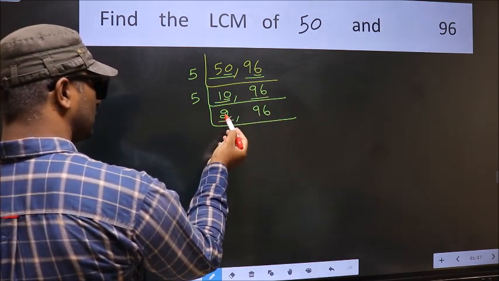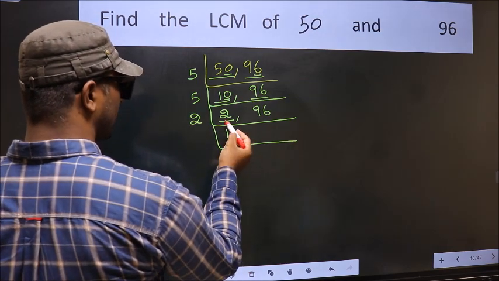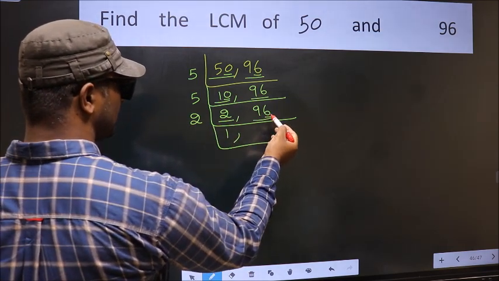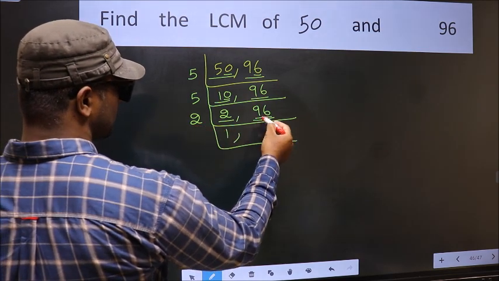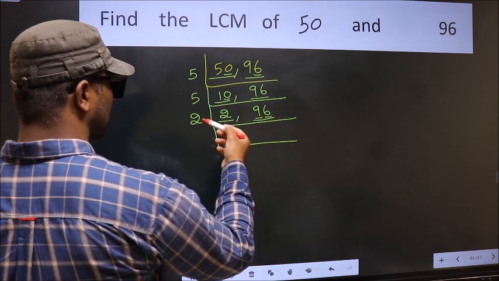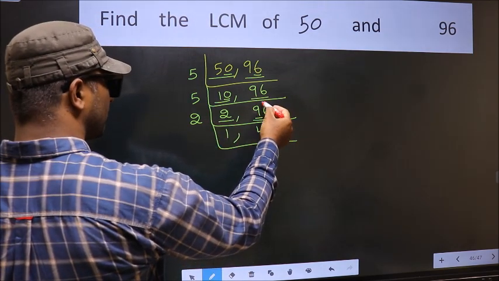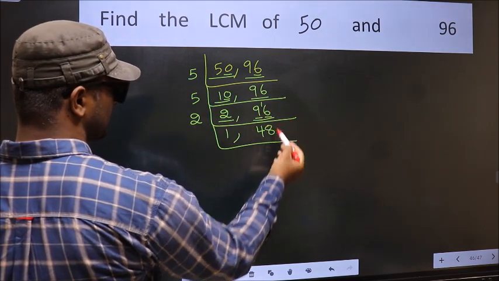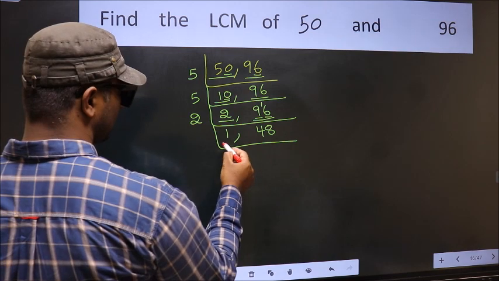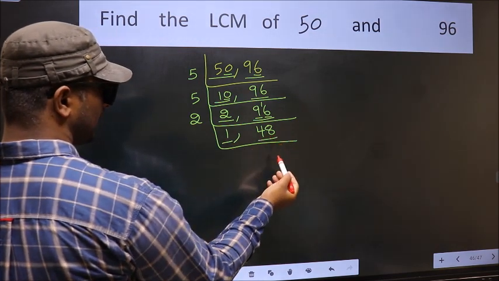Now here we have 2, 2 is a prime number, so 2 ones 2. The other number 96, last digit 6, even, so this is divisible by 2. First number 9, a number close to 9 in 2 table is 2 fours 8. 9 minus 8, 1, 1 carried forward 16. When do we get 16 in 2 table? 2, 8, 16. Now we got 1 here. So focus on the other number 48.